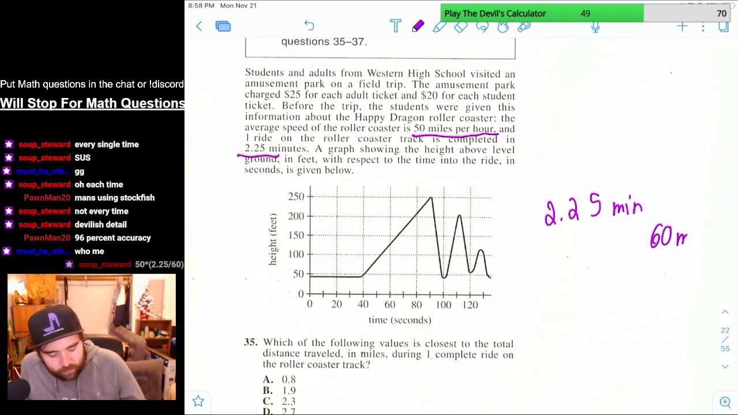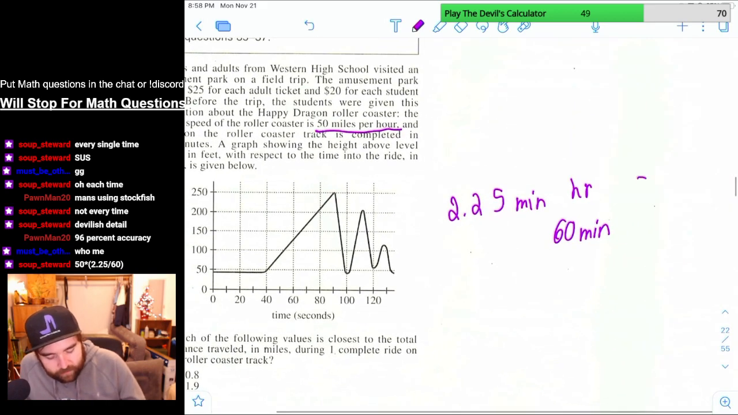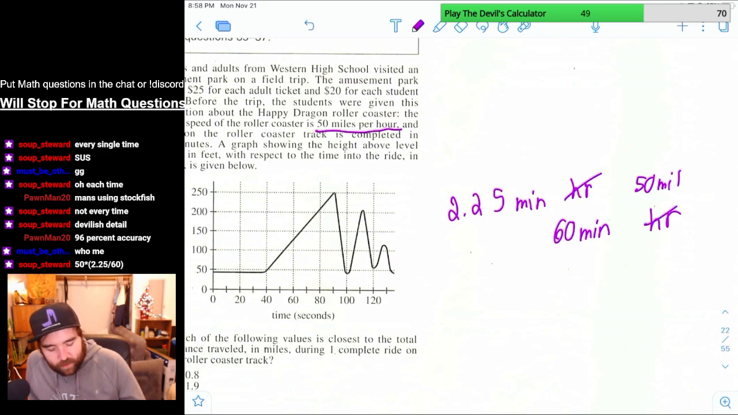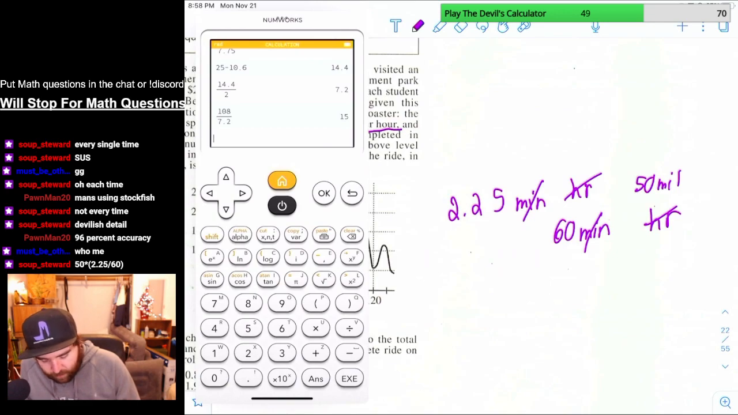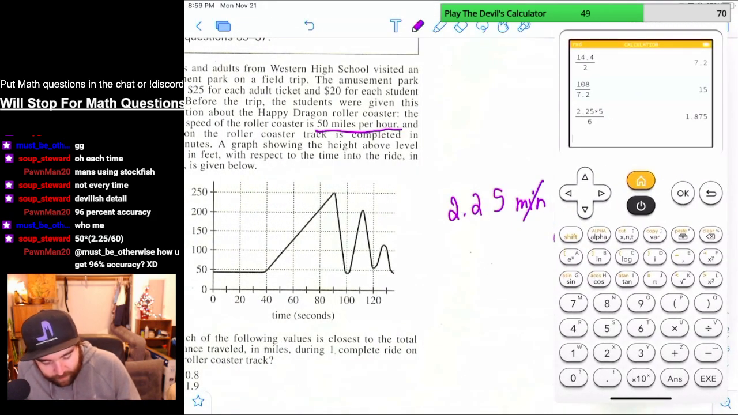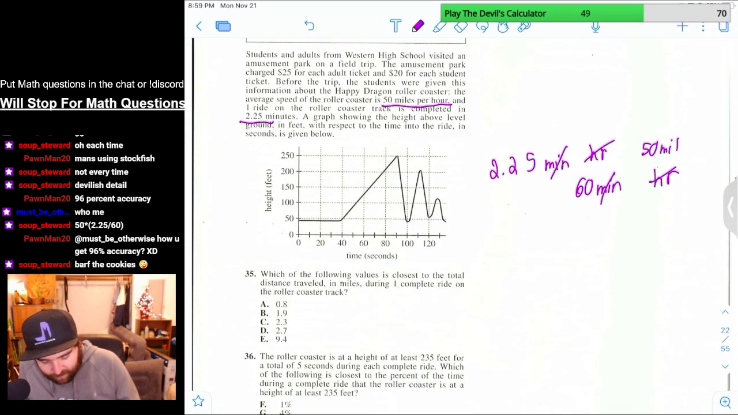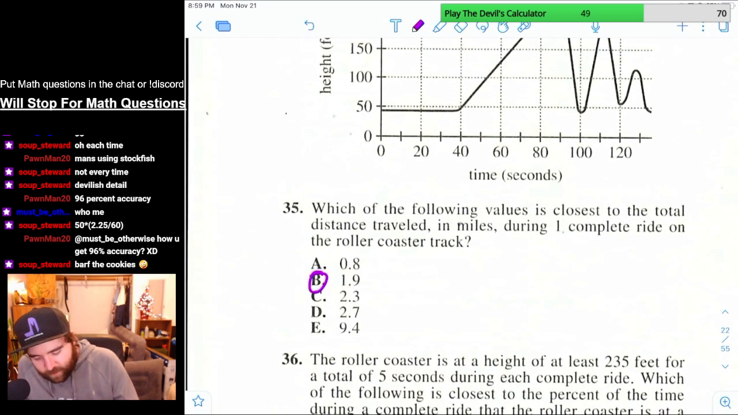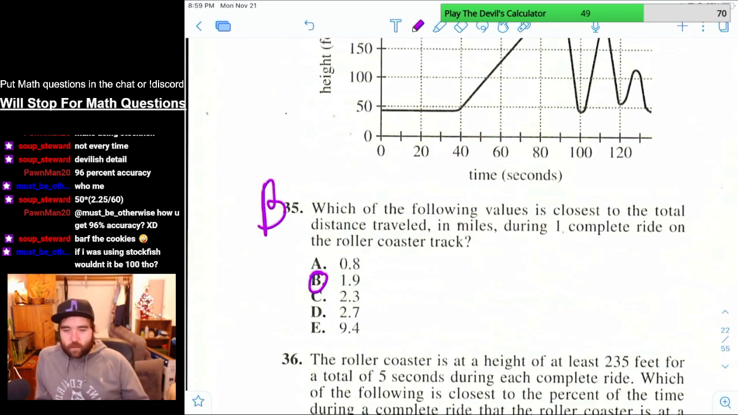So the first one is you've got to go from minutes to hours. And then it's 50 miles per hour. So the hours are canceling, the minutes are canceling. We have a calculator, so it's going to be 2.25 times 5 divided by 6. 1.875 miles. That is a long roller coaster, isn't it? I think so.